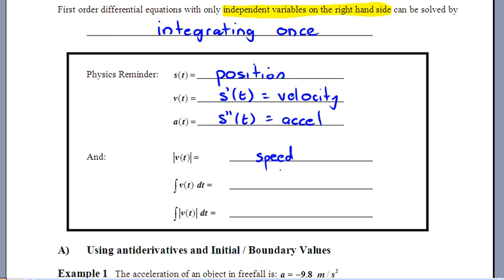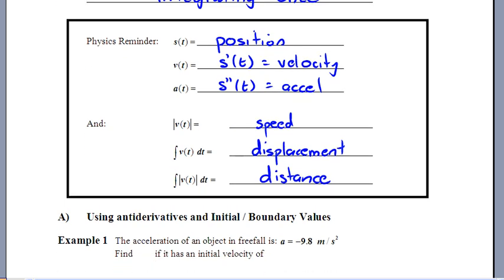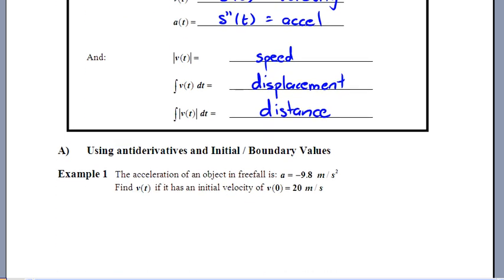Now, two choices for integrating. If you integrate velocity straight up, including any negatives, then you'll find the displacement of the object. But if you integrate the speed, then you end up finding the distance that it travels. So depending on whether you want displacement or distance, decide whether you want to put absolute value bars on that integrand or not. Okay, well here we go.